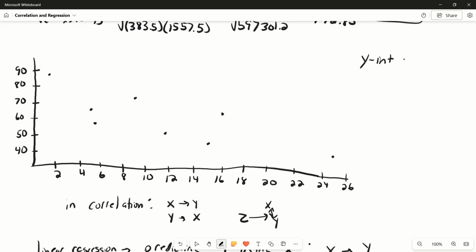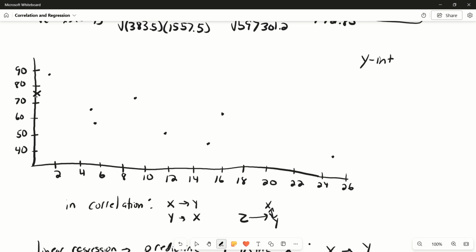Y-intercept is when x is 0. So when x is 0, the y-intercept is 76.69. So I find 0 and then 76 right here. I'm going to draw an x as my point. So that's the y-intercept right here. All I do is plug in 0 for x into the regression line equation, and I solve for y.